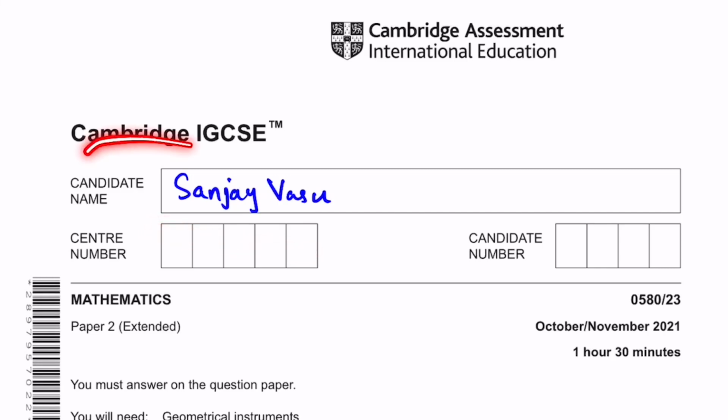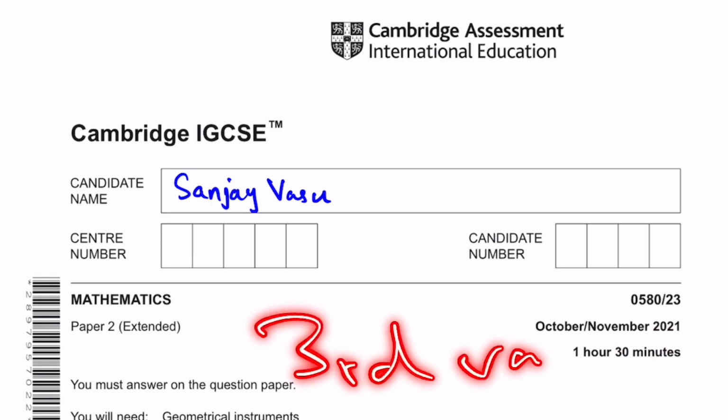This time I'm doing it on Cambridge IGCSE Mathematics Paper 2 extended for October/November 2021. By the way, this is the third variant of this paper.